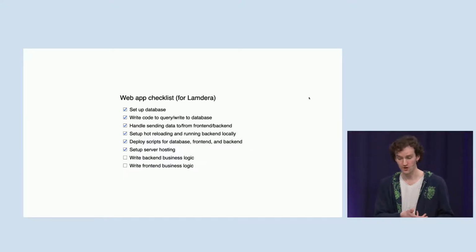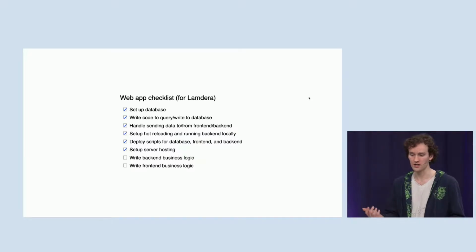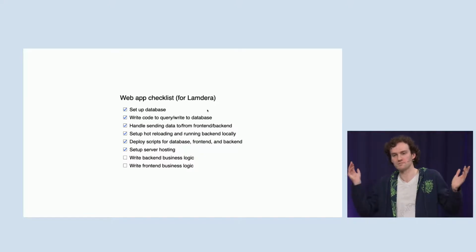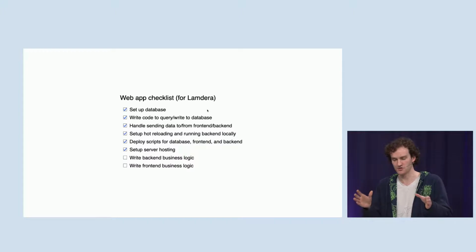If we go back to our web app checklist now, but for Lambdera, all these blue boxes, the boxes that have been checked off, these are things that Lambdera just does for you. So it's just an implementation detail. Set up the database? I don't know how it's done. Lambdera does it for me. The data persists on the back end. How do I write code to query and read from the database? My code automatically has access to that state. It's a variable I can reference in my backend code.